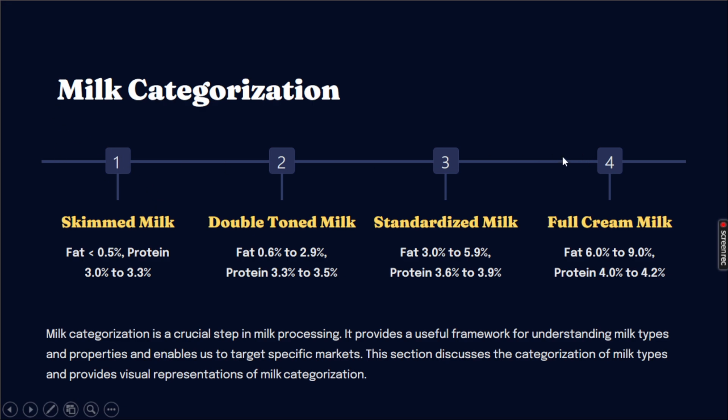We do four different types of milk categorization: skim milk, double tone milk, standardized milk, and full cream milk. All four categories are based on fat percentage. If the fat percentage is below 0.5, then it is skim milk. If the fat percentage is between 0.6 and 2.9, then it is double tone. If the fat percentage is 3 to 5.9, it is standardized milk, and full cream milk is 6 to 9 percent.